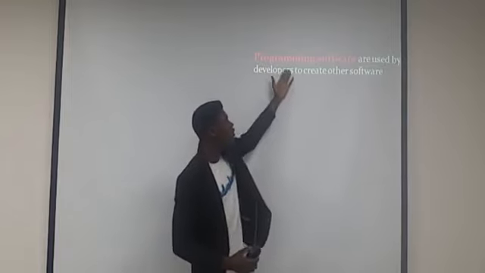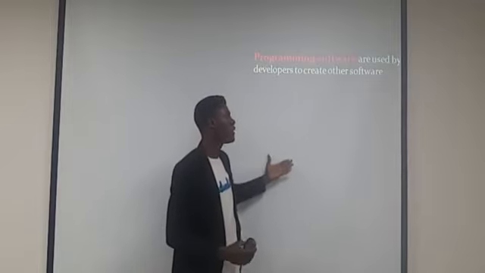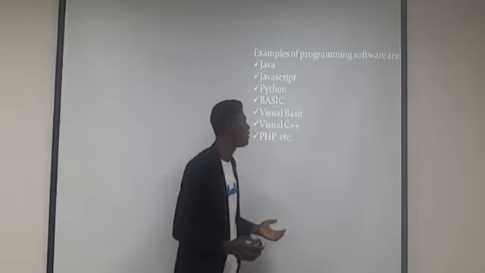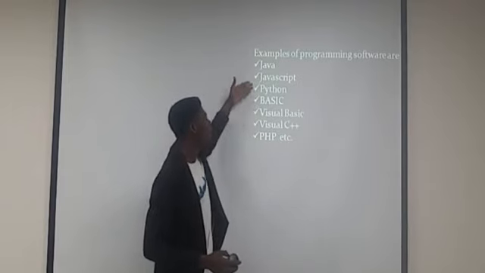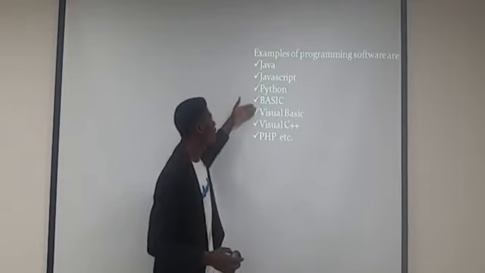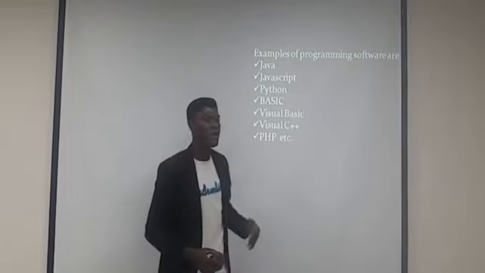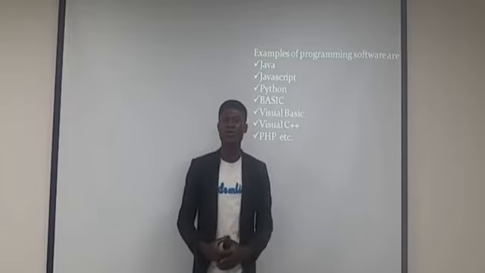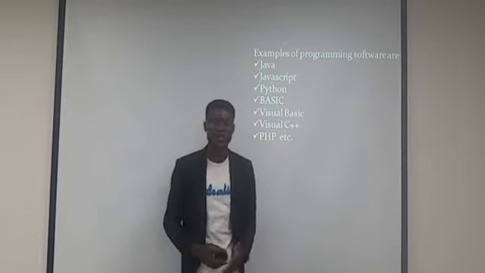Programming softwares are very useful. They are the ones that programmers are using to design every software that we are using today. And let's take a look at some of them. Some of them are Java, JavaScript, Python, Basic, Visual Basic, Visual C++, PHP, and so on. There are very many of them, of course, that programmers are using to create other software, and they are very, very useful to us, all right?